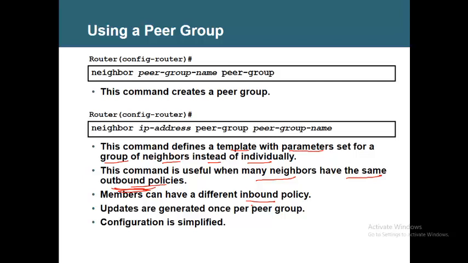Right. What is the advantage? Advantage is the last two lines. Updates are generated once per peer group. What does that mean?